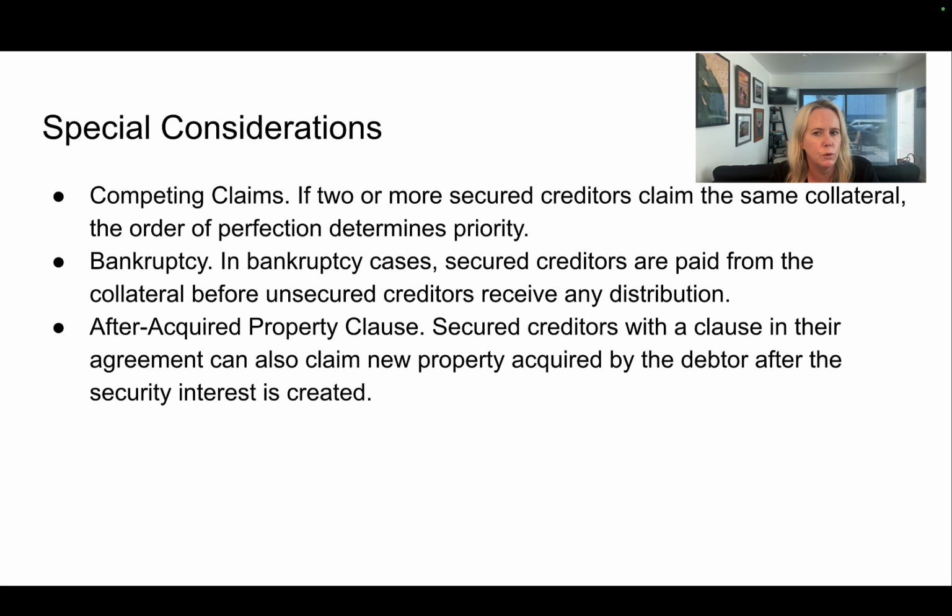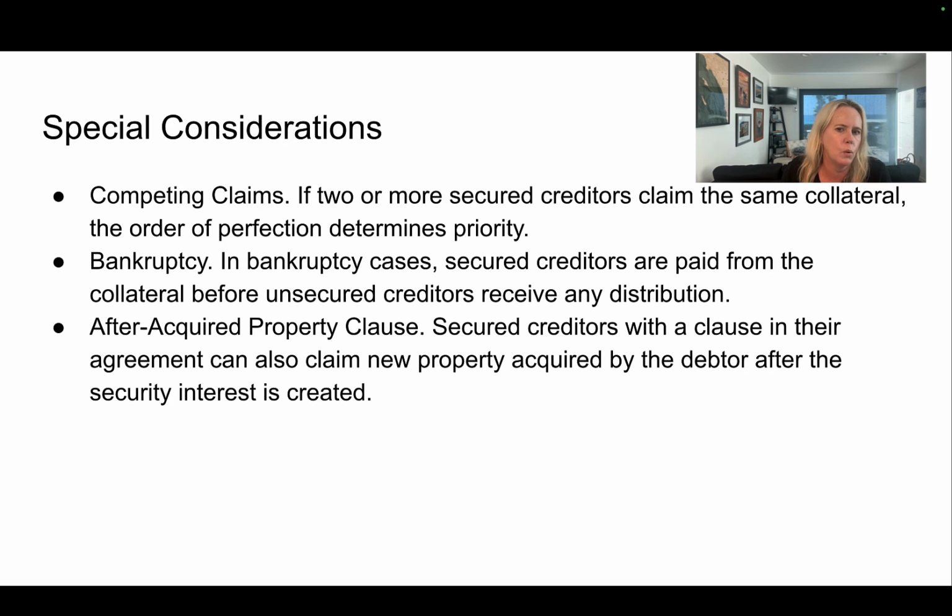Competing claims. If two or more secured creditors have a claim in the same collateral, the order of perfection determines priority. The person who perfected first has priority. In bankruptcy cases, secured creditors are paid from the collateral before unsecured creditors receive any distribution. An unsecured creditor is just that, unsecured. They generally get a higher interest rate because of the risk involved in loaning money with no collateral.